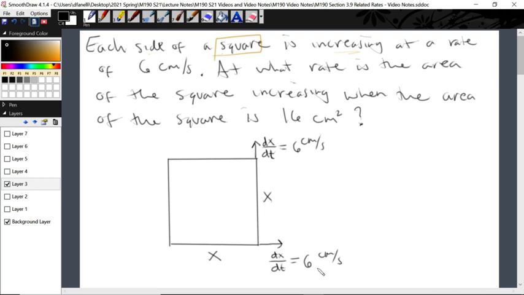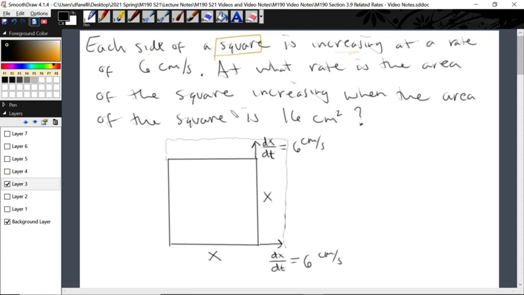Okay, so after 1 second passes, we would estimate that we have the length. This length would be x plus 6, and this length would be x plus 6, and so we would have a larger square as a result of that. Right, so this is what the larger square would look like. The size of the square has grown, and clearly the area would be larger. All right, so I tried to sort of put my diagram in motion here.